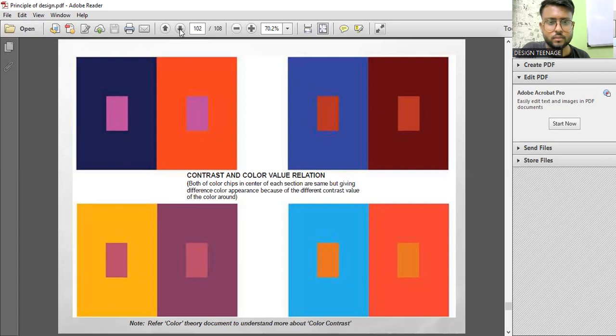Increasing of black is saturation. Saturation is the intensity of color. We will discuss it in color theory. Again, I am telling, saturation is this. What is the color of the bottle? Yellow. It's transparent, right? Less saturated.